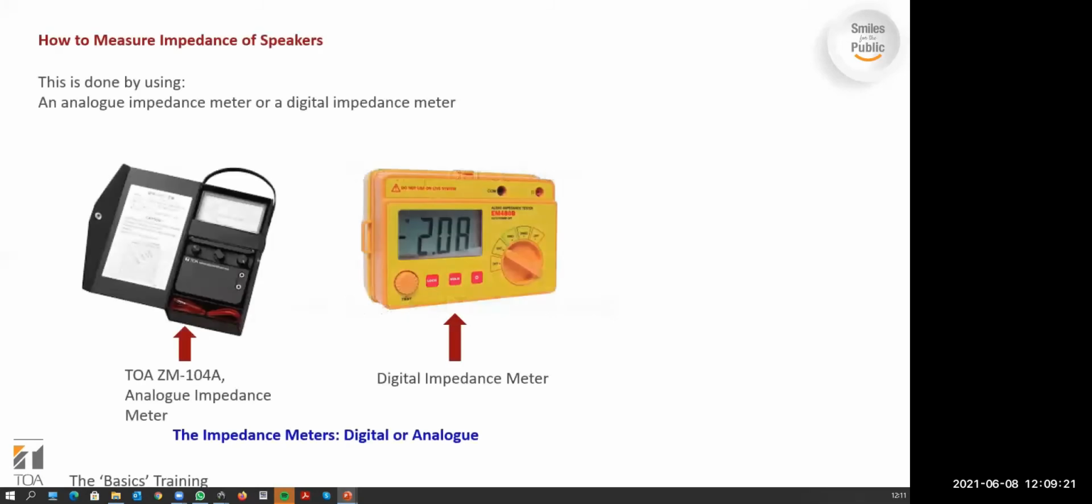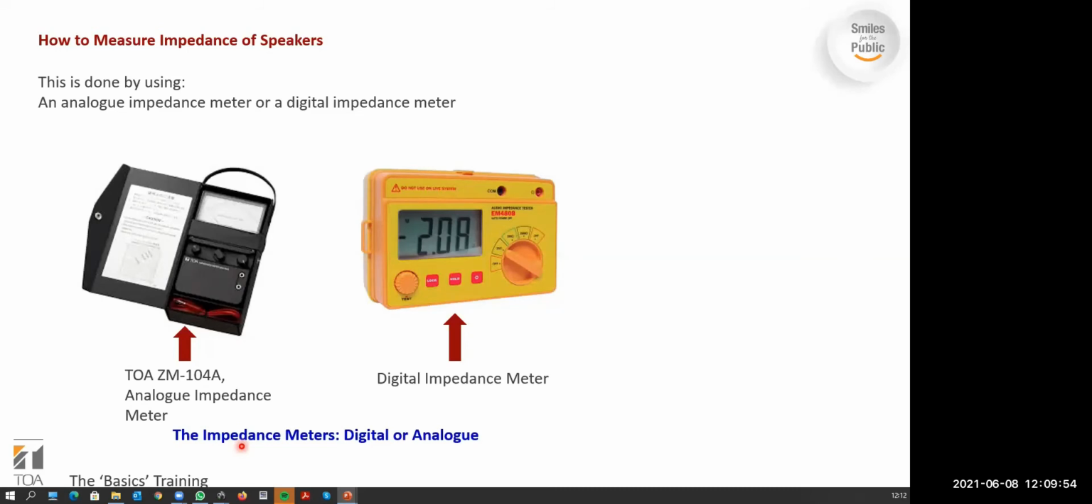There are two variations of impedance meters. Commonly on the market, you do get a digital impedance meter, and from TOA, we supply an analog impedance meter. An analog or a digital impedance meter basically does the same thing. If you go to YouTube and type in impedance meter, you should see a video clip that we did of me explaining how to use an impedance meter in detail and why we should use one.